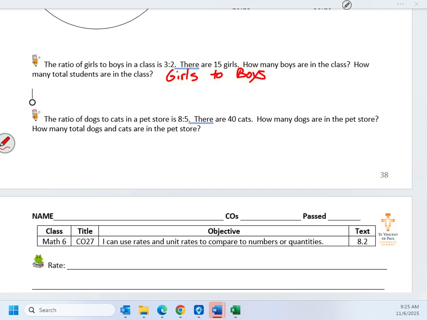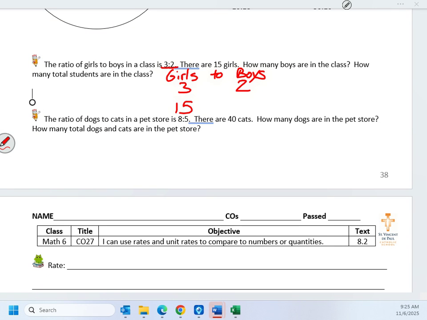Rhoda? Write the numbers, so 3 girls and 2. Yeah, write my ratio, 3 to 2. Now what am I gonna do? Michael? And you're gonna add the 15 girls to the boys on the bottom. I've got 15 girls. I'm gonna put that under the girls.